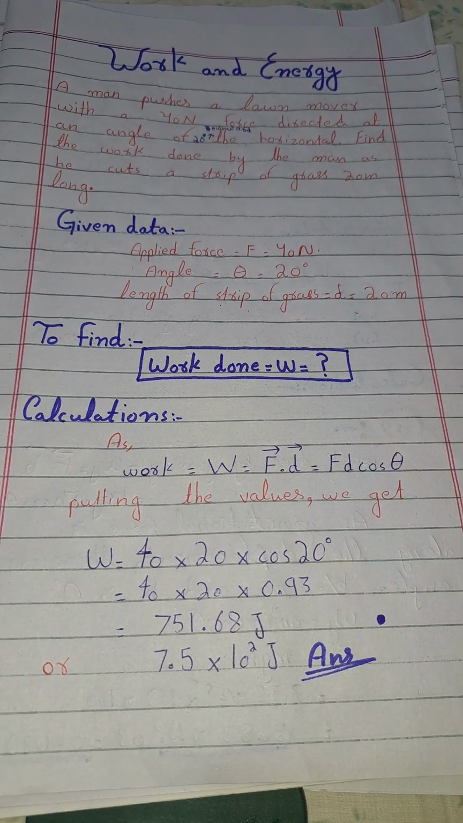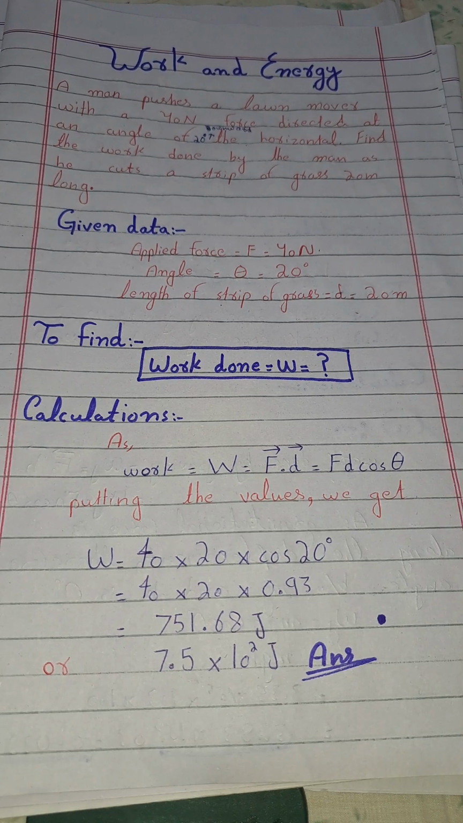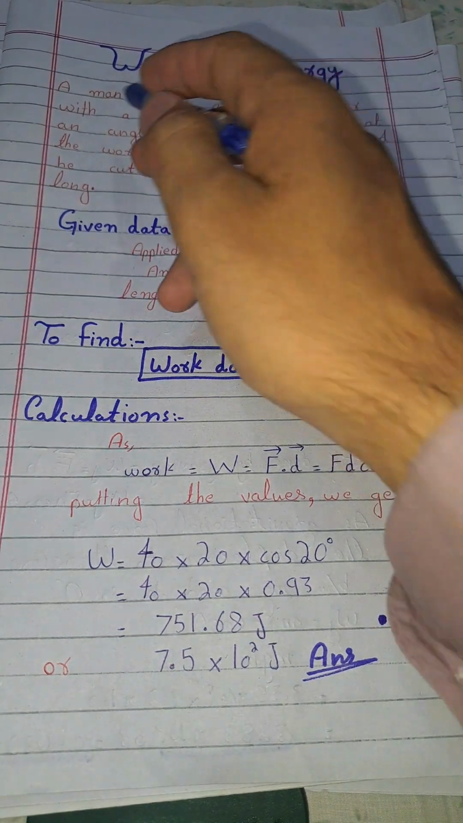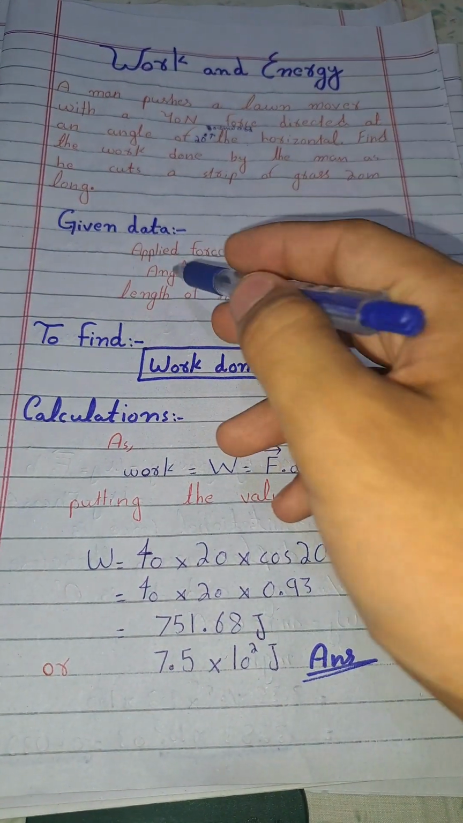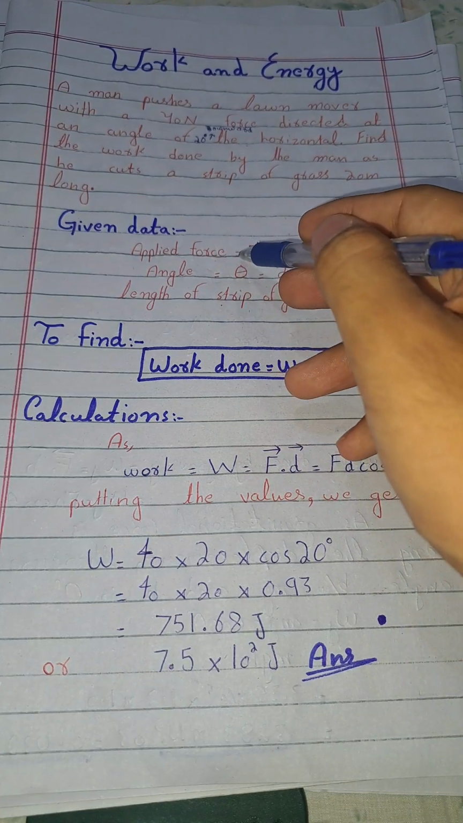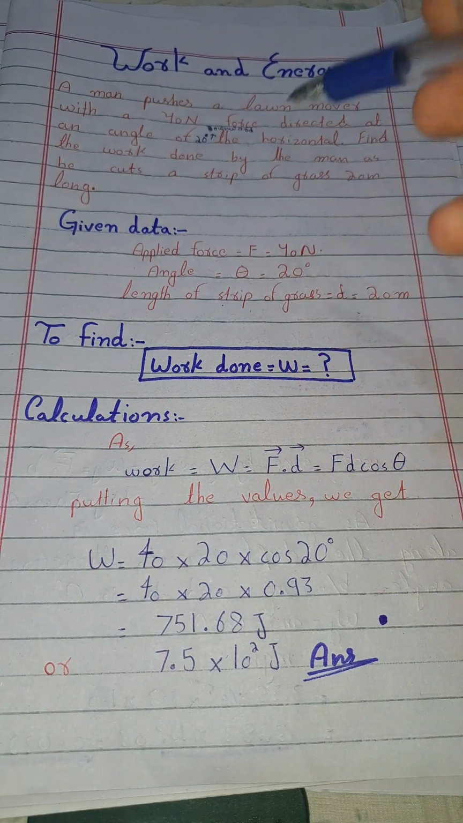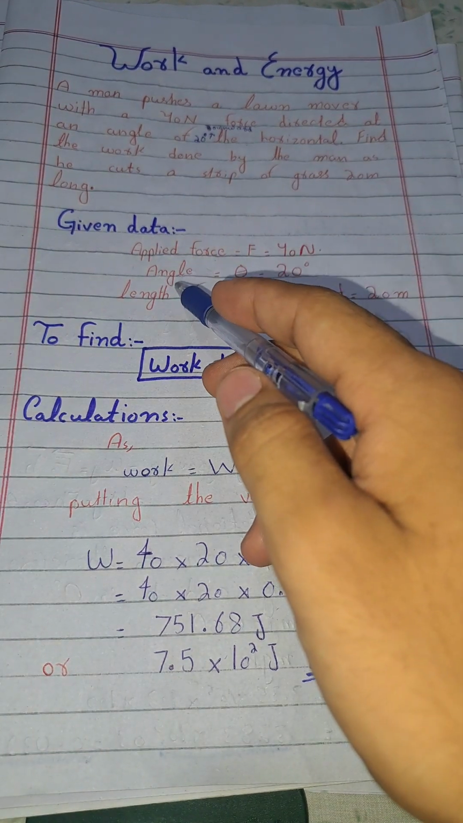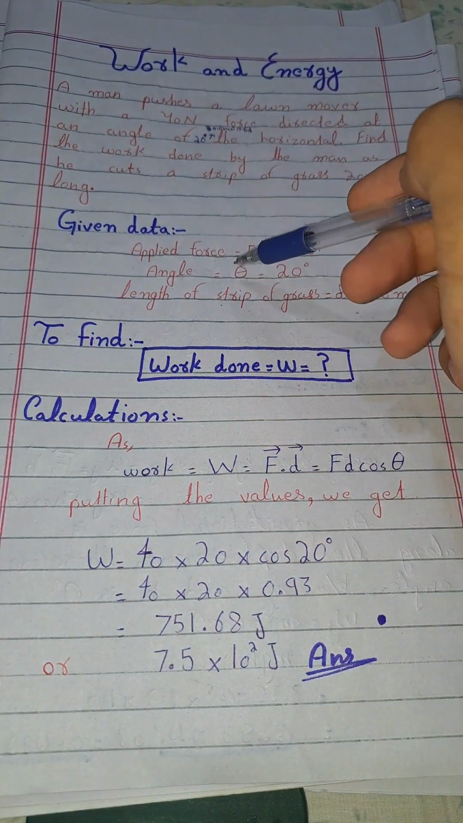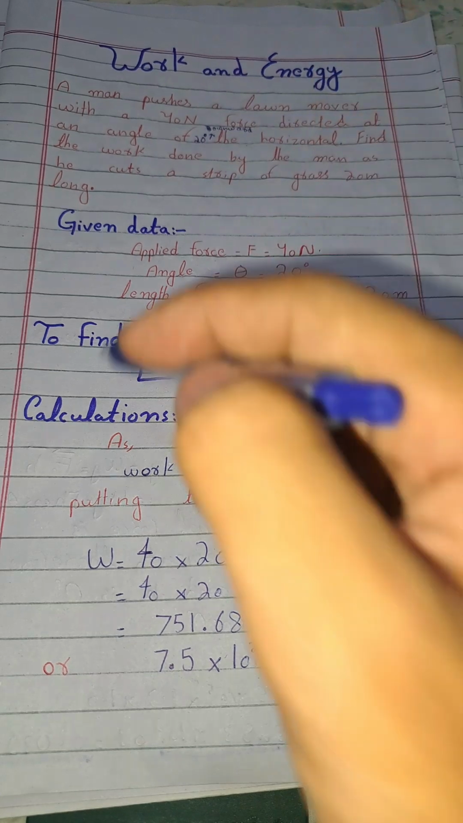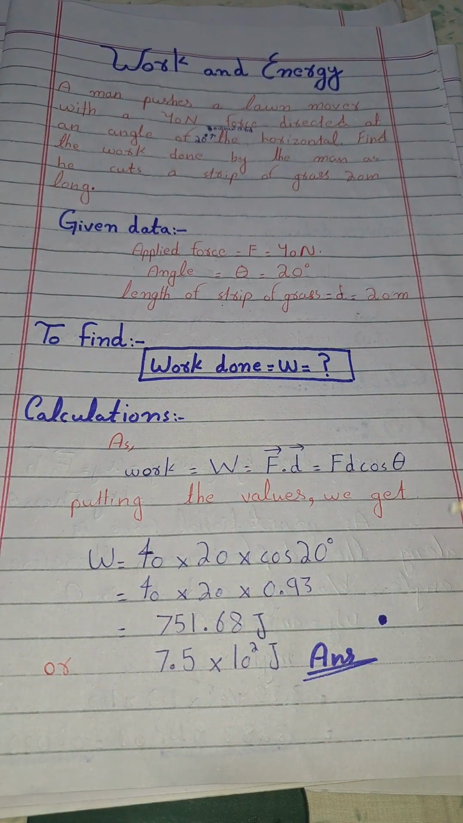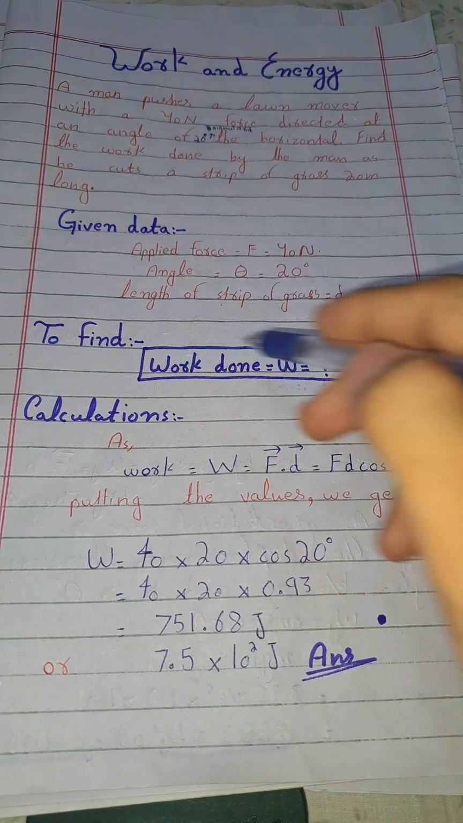So first we have to see the given values. As we know, 40 Newton is the force, and the man is applying it. So it is the applied force, denoted by F, which is already given as 40 Newton, and the angle is already given as 20 degrees, denoted by theta. Length of the strip of grass is 20 meters. These are the given values.